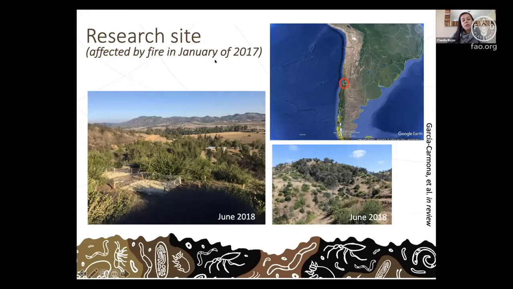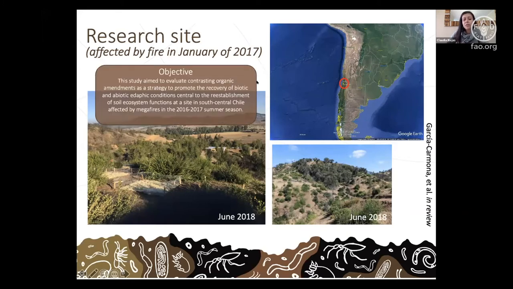So what we did was, in June of 2018, we went to a field which was affected by fires. As you can see, the vegetation is still affected. It's changing the way it grows. They used to be trees and now they are growing as shrubs. And we also see an ecosystem that was not affected by fire. The site is in total about a hectare in size, and we performed our experiment here. What we did was try different organic amendments.